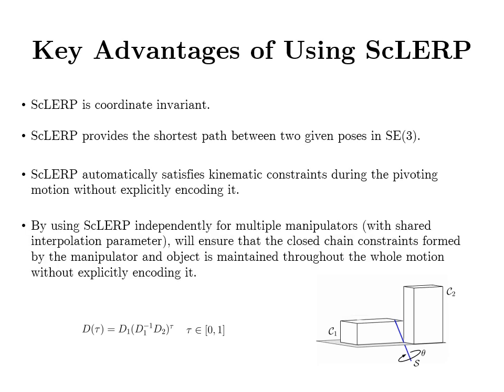Moreover, when using multiple manipulators to pivot an object, the motion of each end effector can be obtained independently by using screw linear interpolation with a shared interpolation parameter. This will ensure that the closed chain constraints formed by the manipulators and the object are maintained throughout the whole motion without explicitly encoding them.